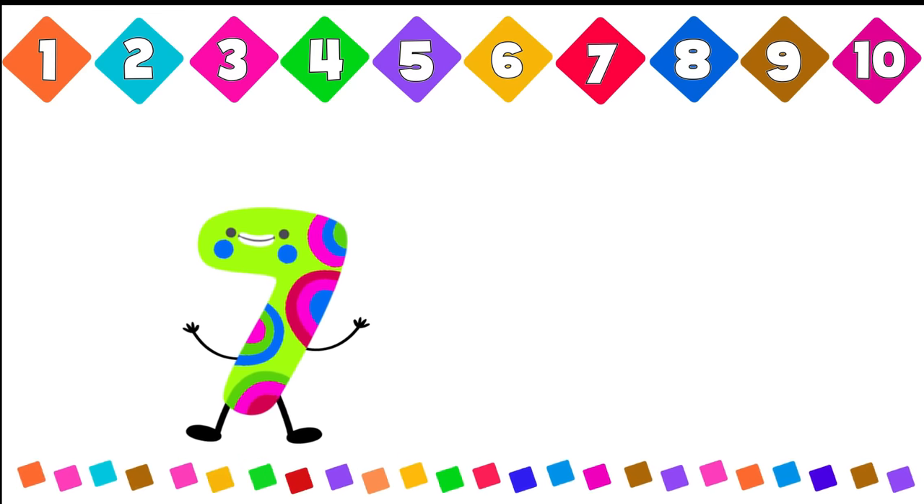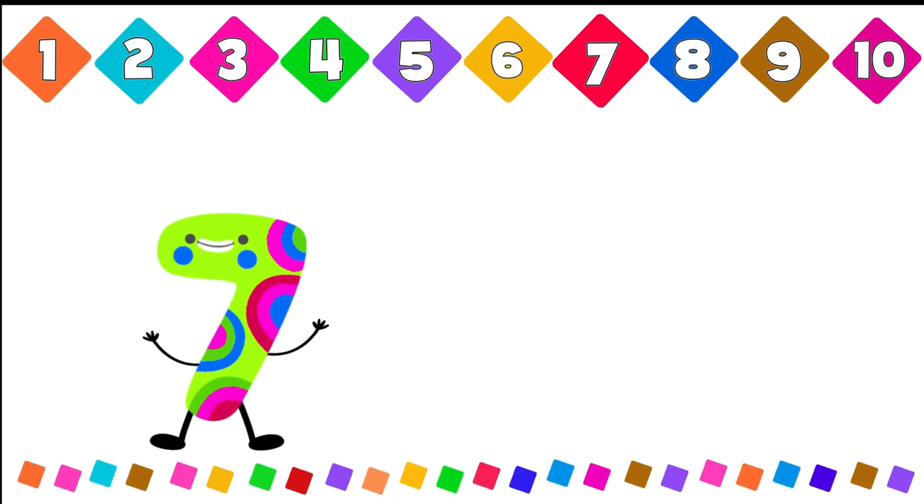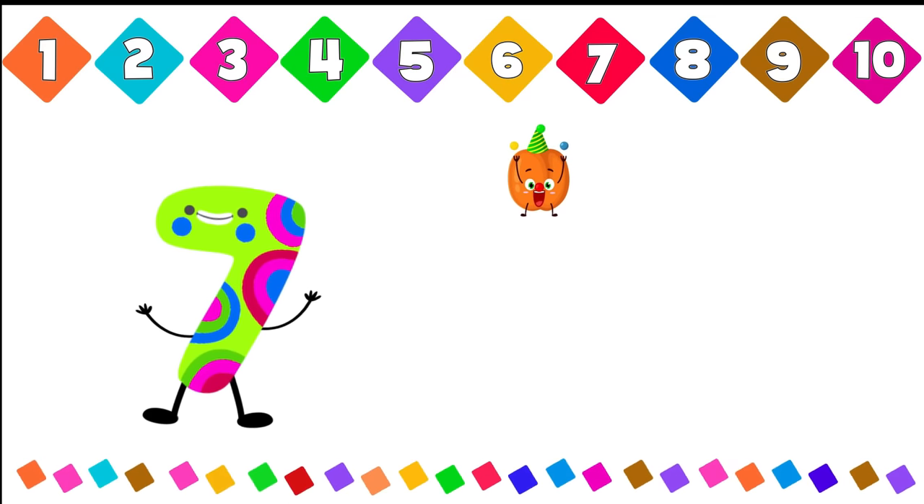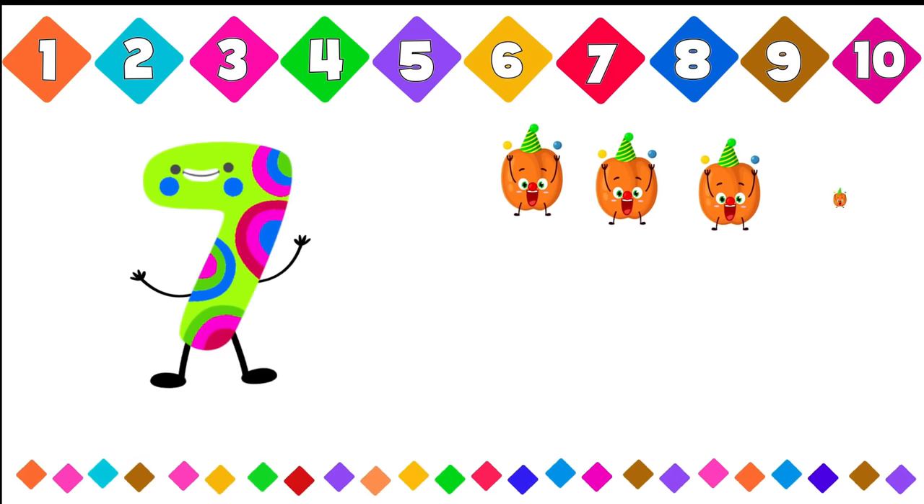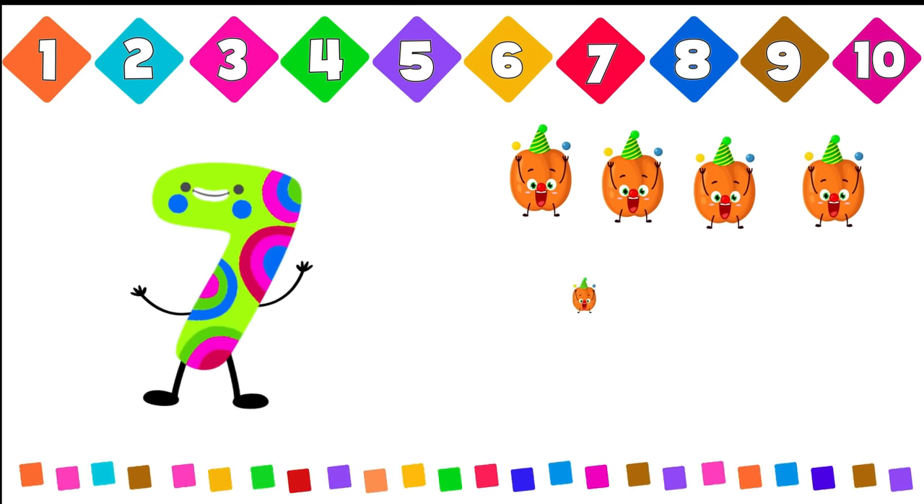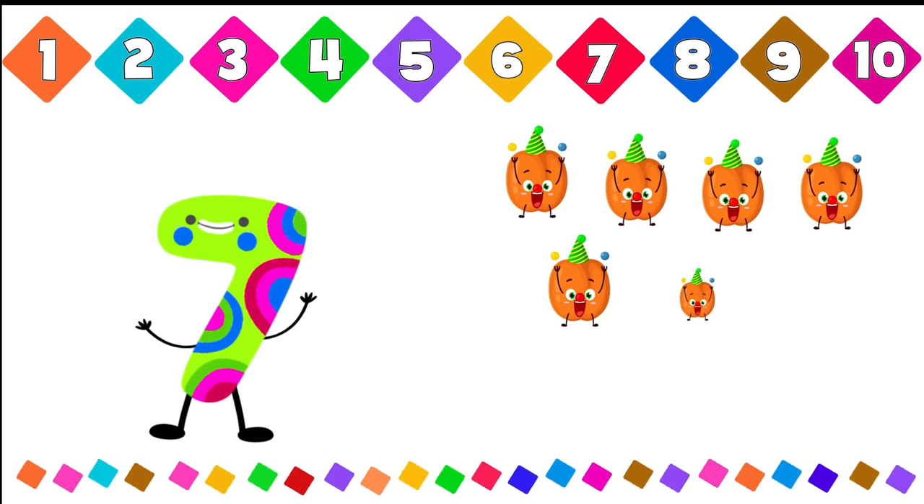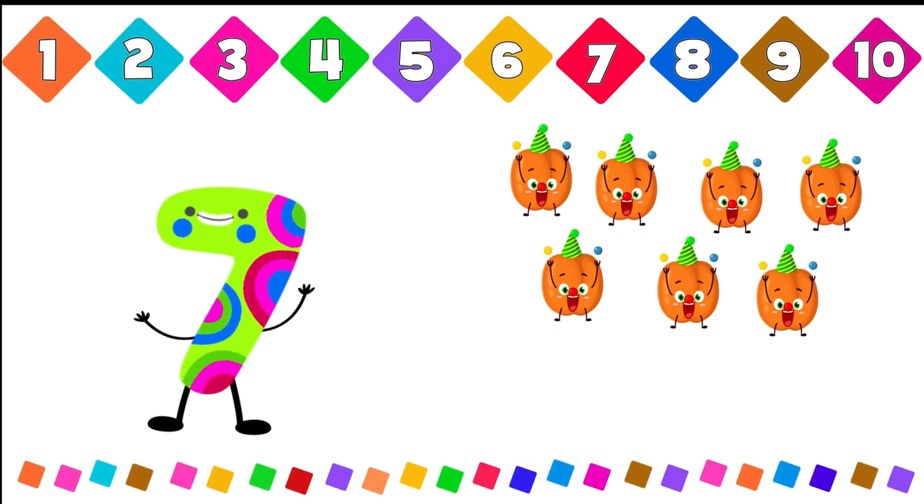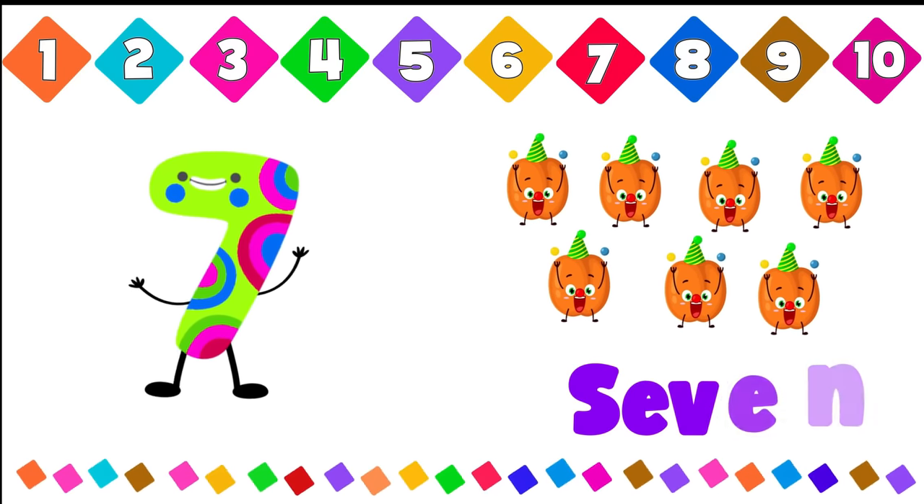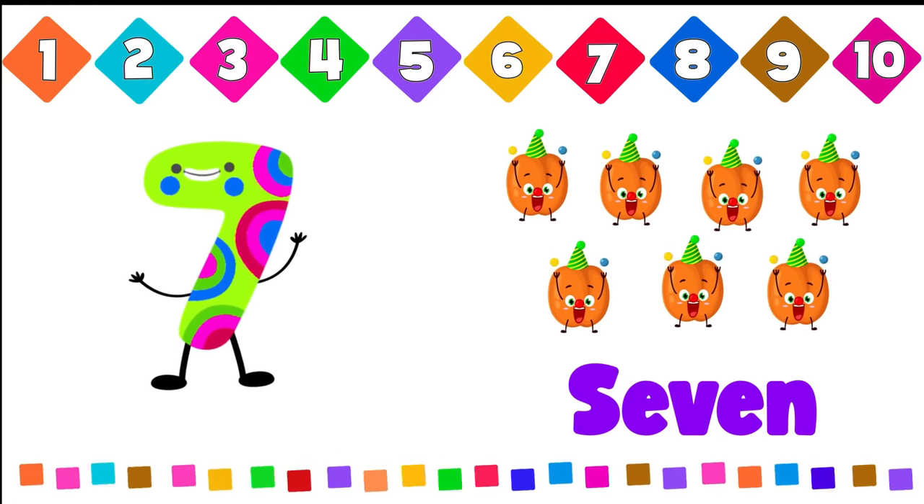Seven. One apricot. Two apricots. Three apricots. Four apricots. Five apricots. Six apricots. Seven apricots. S-E-V-E-N. Seven apricots.